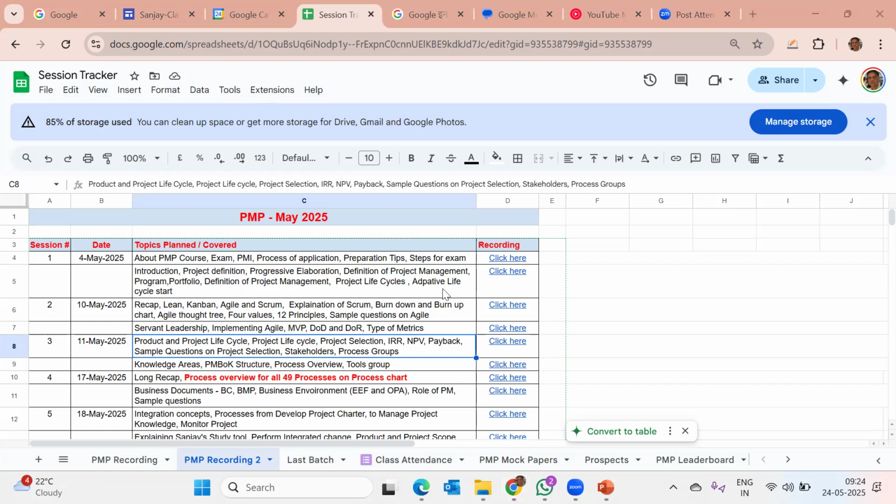Does everyone have the PMBOK open? Page 725, groups of tools. Hopefully, if it is not open, please open it very quickly, because from this point onward, you need to be jumping into it every now and then. Yes, data gathering, then data analysis, data representation techniques, decision-making techniques, communication skills, and interpersonal and team skills. Yes, Raj, they are not tools and techniques. They are groups of tools and techniques.